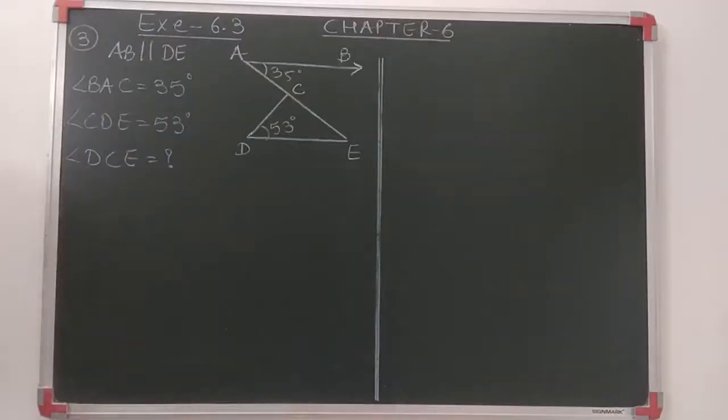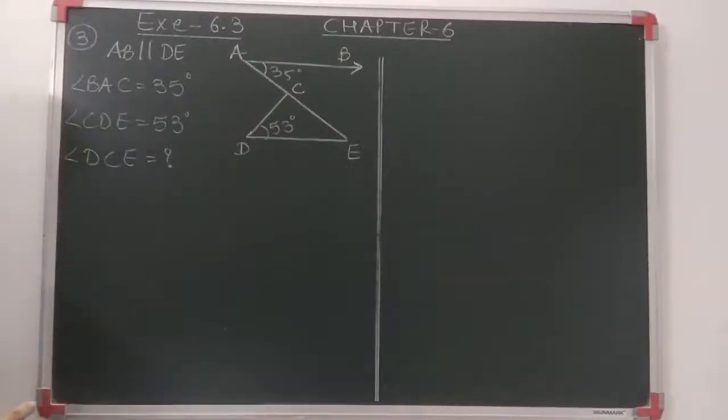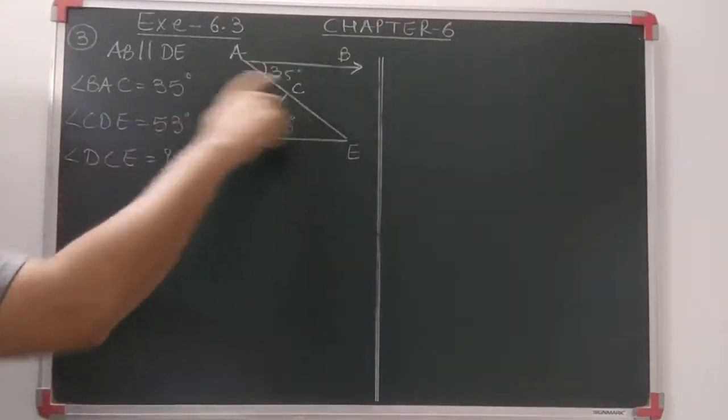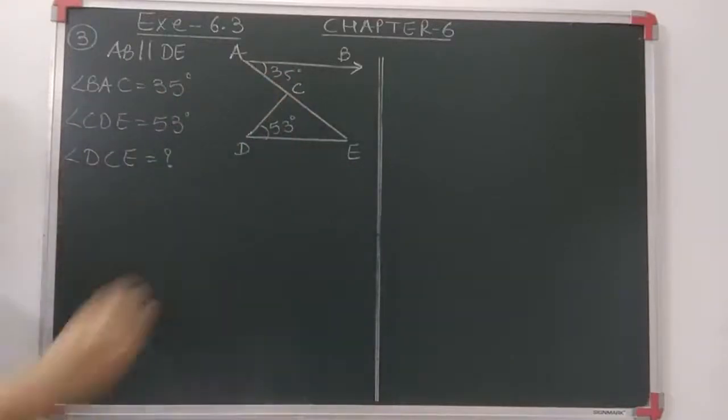Let us continue with the third question. So here they have mentioned that AB is parallel to DE. The measure of angle BAC is 35, and CDE is 53. We have to find out this angle.